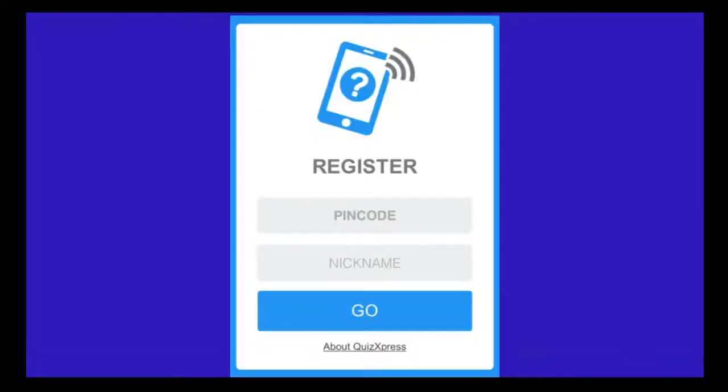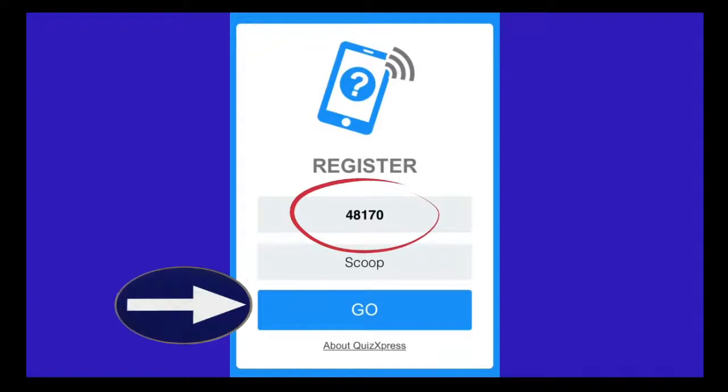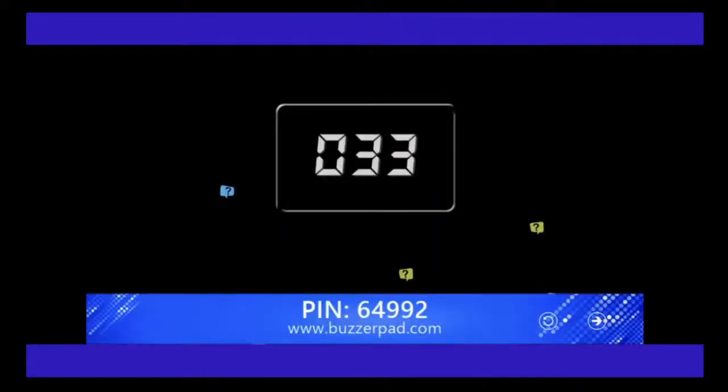You'll then see this page where you need to add your name as you want it to appear. And you need to tap in the PIN code shown on the live stream before pressing go in the blue box. Your keypad is now set up, but to activate it you'll either need to press the finger at the top of the screen or any of the letters. The live stream will show the number of participants, and this will change as more people log in.